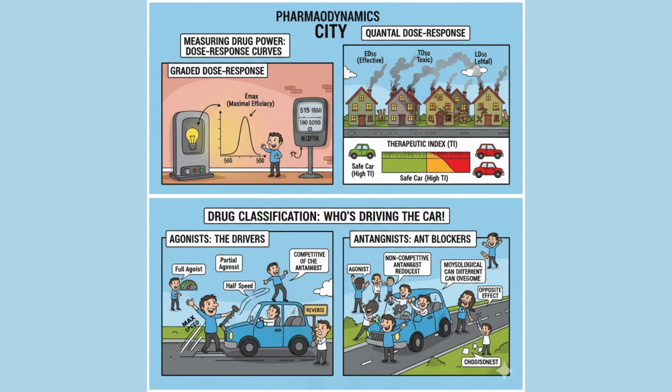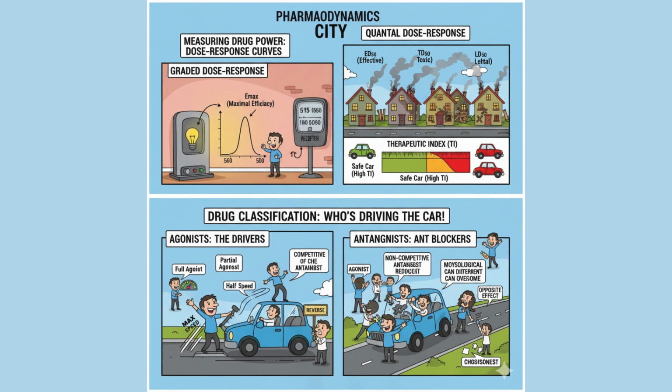And next, we jump back to inverse agonist. This is a tricky one. Imagine the car has a default forward creep even when no one is pressing the pedal. An inverse agonist gets in and actually puts the car into reverse, stopping that default creep and possibly even backing it up. They produce an effect opposite to a full agonist by stabilizing the receptor in an inactive state. So it basically keeps a check on the system.